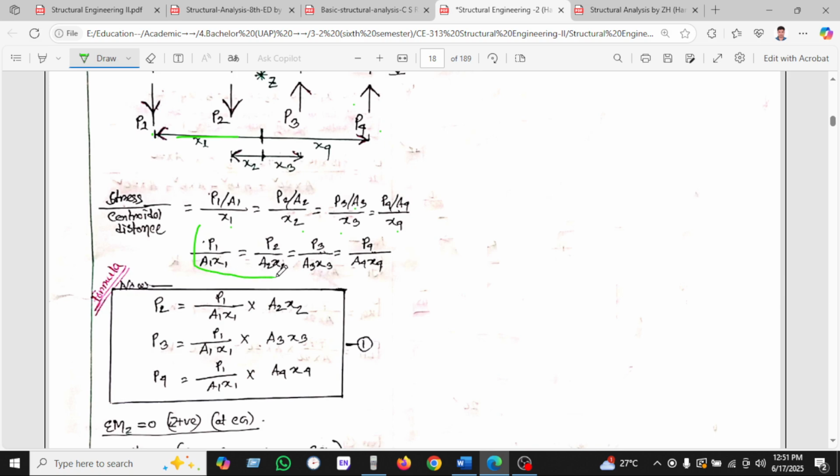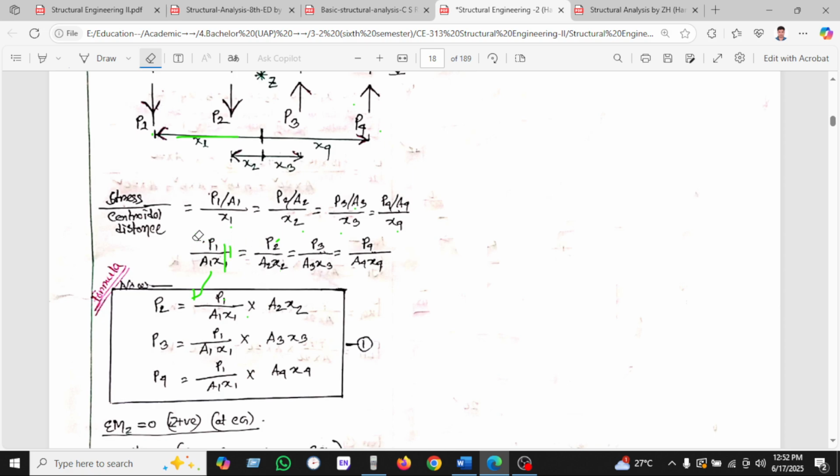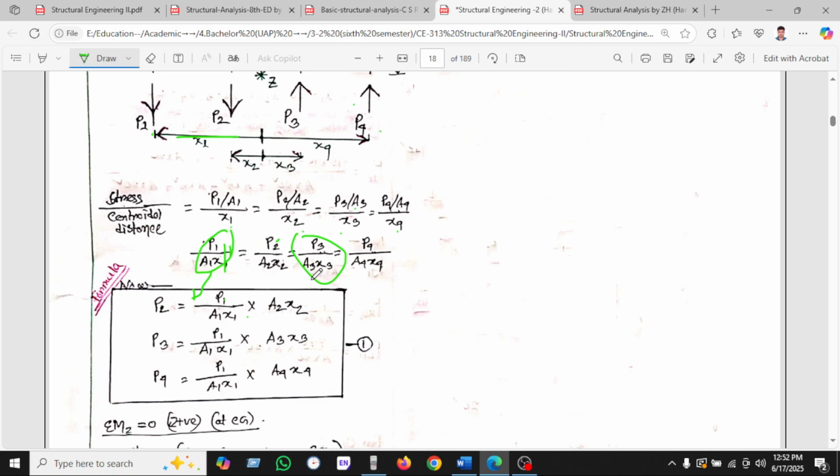So if we rearrange only this portion, how will we get it? If we take P2 here, this portion goes out here, so it will be P1 A1 into A2 x2. This portion will be multiplied with this portion. In the same case, if we compare P3 A3, because the walls are equal, that's why we just compare. Then we can find P3 to A1 A2 A3 x3, and the same way for P4.